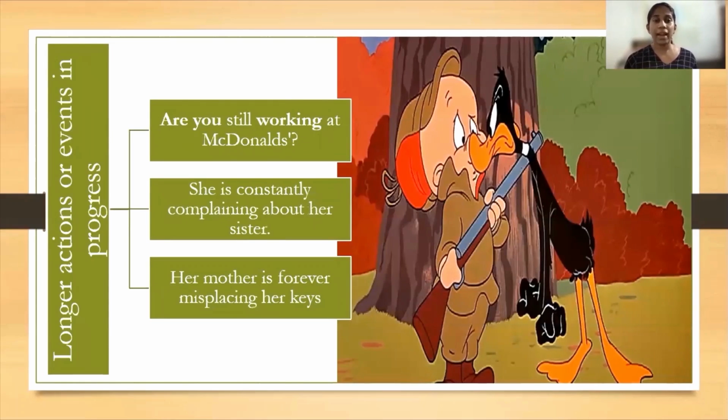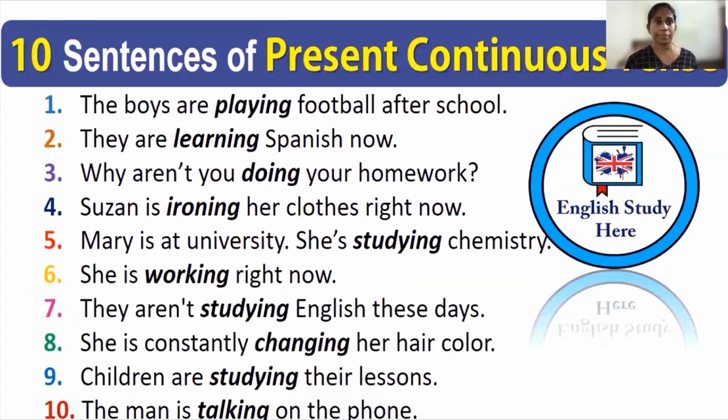And last, we studied that we can use this present continuous tense to describe long actions or events in progress. Here there are some examples. Are you still working at McDonald's? The second example is she is constantly complaining about her sister. And the last example is her mother is forever misplacing her keys. Those are the examples for long actions or events in progress.